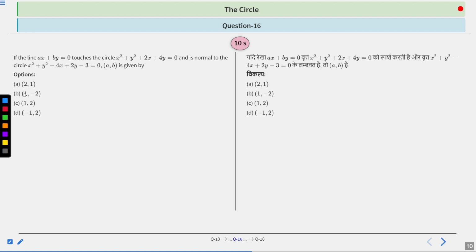So what we basically have to find, we are given a line which is touching the given circle x square plus y square plus 2x plus 4y equal to 0, and normal to the circle x square plus y square minus 4x plus 2y minus 3 equal to 0. Therefore, we have to find a and b. So by using the information given in the question, you can try to approach this question. You have 10 seconds to solve or think about this question. After 10 seconds, we will discuss the solution part.